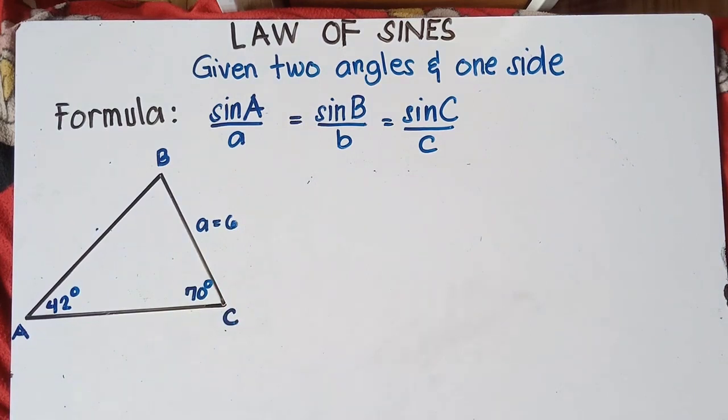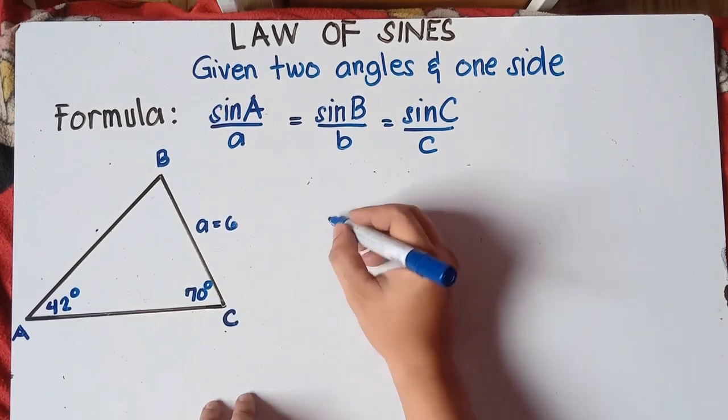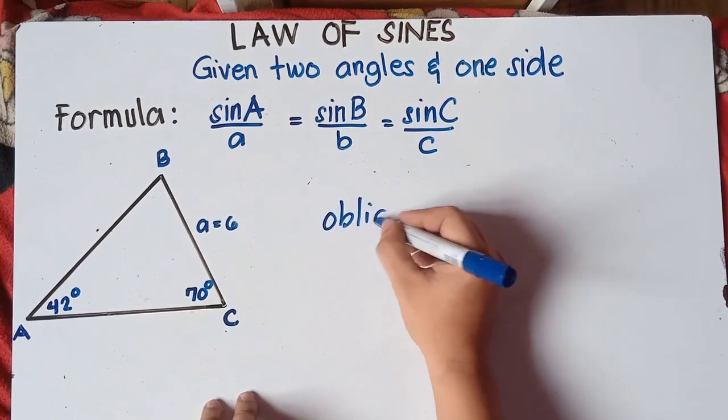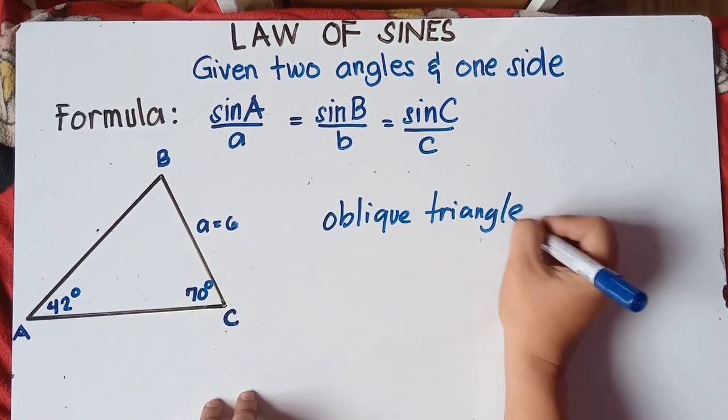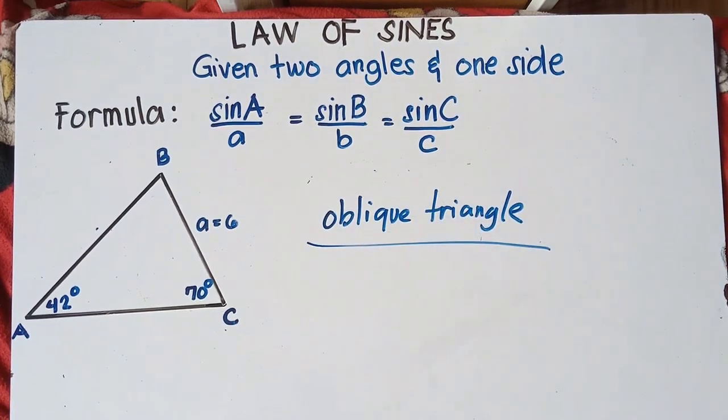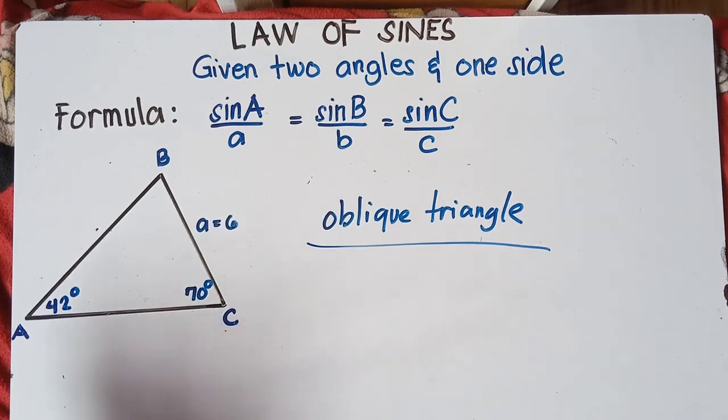We can only use the law of sines if the triangle is an oblique triangle. What do you mean by oblique? An oblique triangle means that the triangle does not contain a 90 degrees angle. That's what we call an oblique triangle. So if the triangle does not contain 90 degrees, we can use the law of sines.